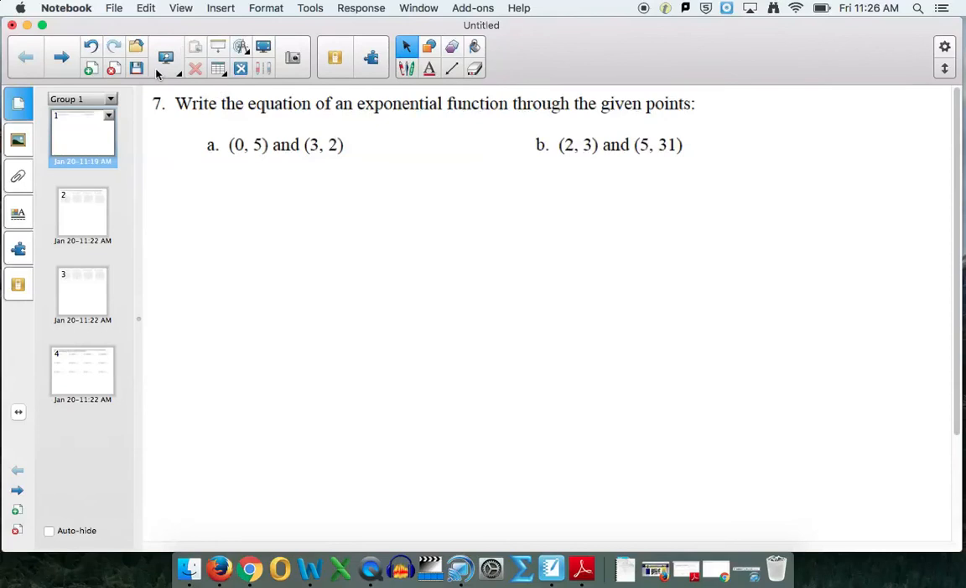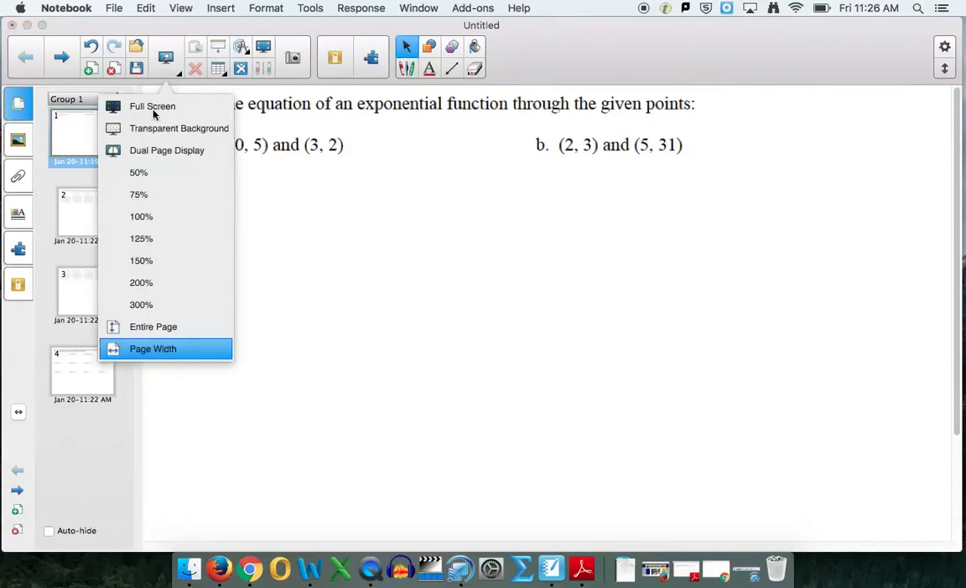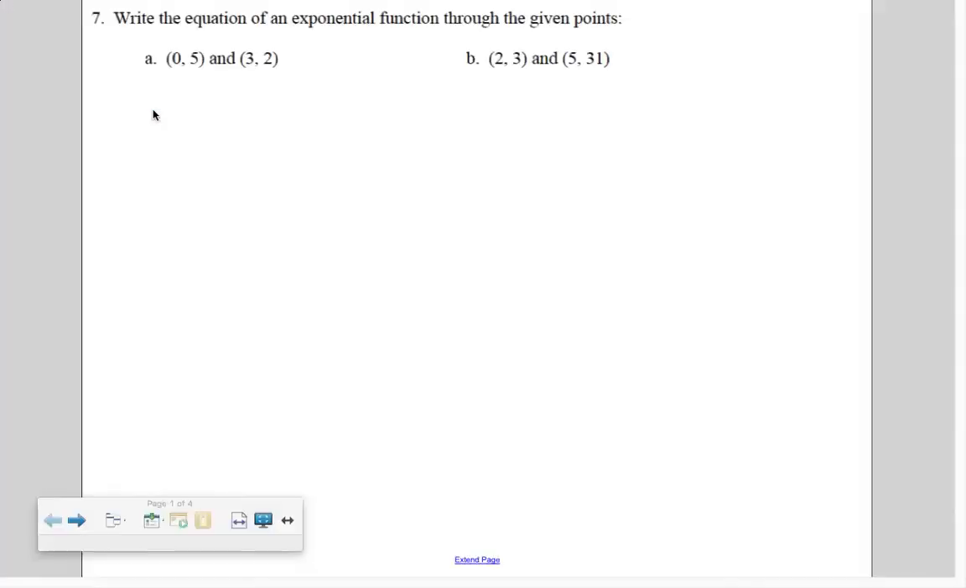So for problem number 7 here, we were looking at writing the equation of an exponential function through 2 points. Letter A is actually somewhat straightforward because we're given the y-intercept. But for part B, it's a little bit more complicated. So let's take a look at these. So for A, remember we're trying to get a form y equals a times b raised to the x power.